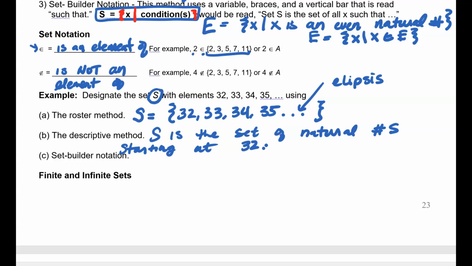So I could have said S is the set of whole numbers starting at 32. S is the set of integers starting at 32. Or I could have said S is the set of natural numbers greater than 31. There's lots of different ways to write it.